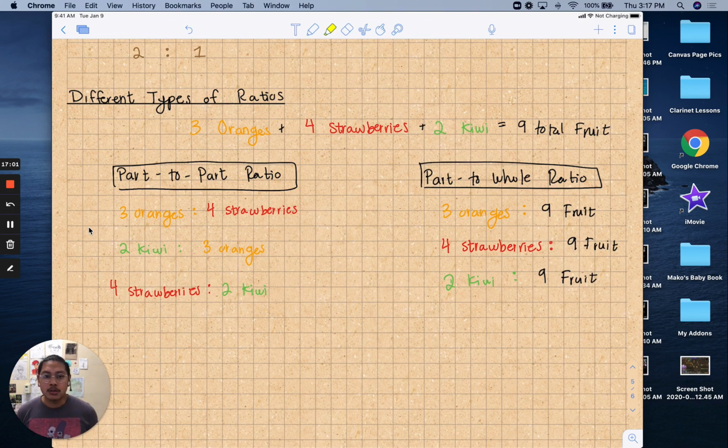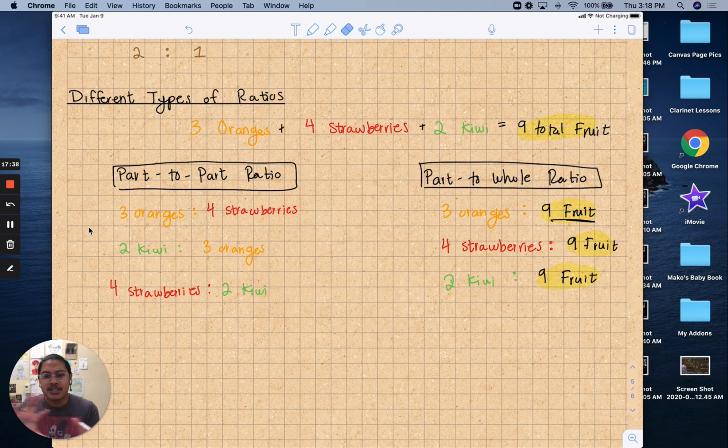Well, all of these part-to-whole ratios have the total amount of fruit. So this makes sense. We're comparing a part of the total to the actual total, right? We took this part of oranges and compared it to the total number of fruit. We did the same thing with the strawberries. We took the part of strawberries and compared it to the whole number of fruit. Okay, that's why we call them part-to-whole ratios, because we're comparing a part to the entire thing, the whole thing.